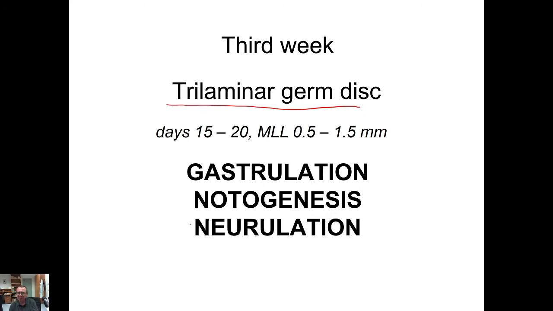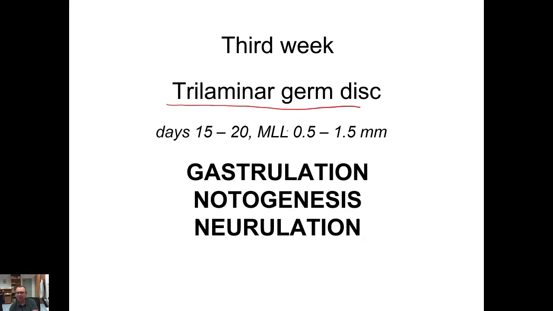And the third very important process, which begins during the third week but goes on during the next week, is neurulation, the formation of nerve tissue, the neural tube, and mainly the central nervous system. So gastrulation, notogenesis, and neurulation are three important events which take place in the third week, or at least are starting, as neurulation, in the third week.